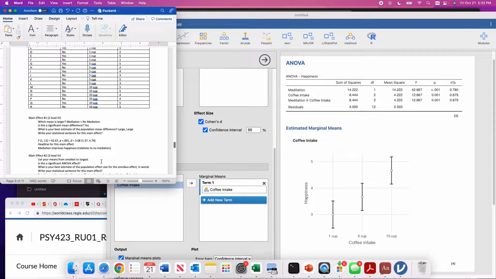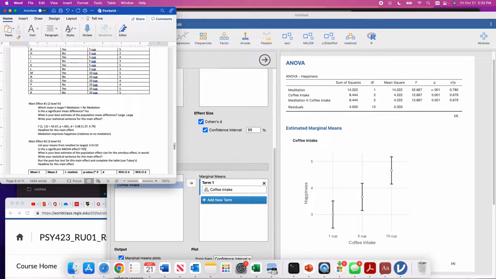So list your means from smallest to largest. 1, less than 5, less than 10. Is the ANOVA significant? Yes, it is. All you need to do is write yes. What is your best estimate of the population effect size for the omnibus effect in words? Now this one, for the omnibus effect, for the effect of coffee intake, I can't just happily put my 95% confidence interval of Cohen's D in there because I don't have one. I have 3 means. I'm going to have a whole bunch of different Cohen's D's and so forth.